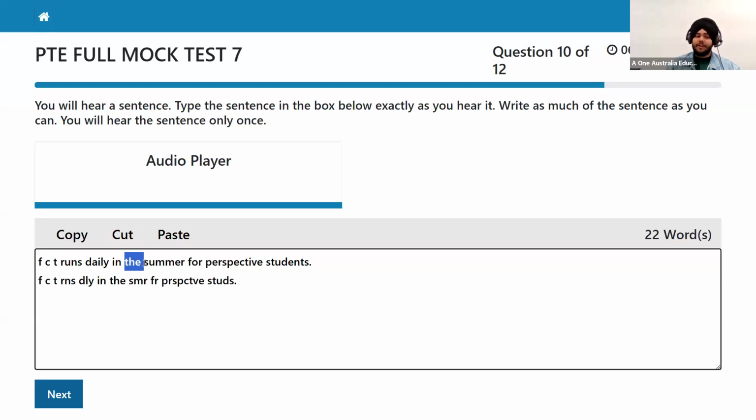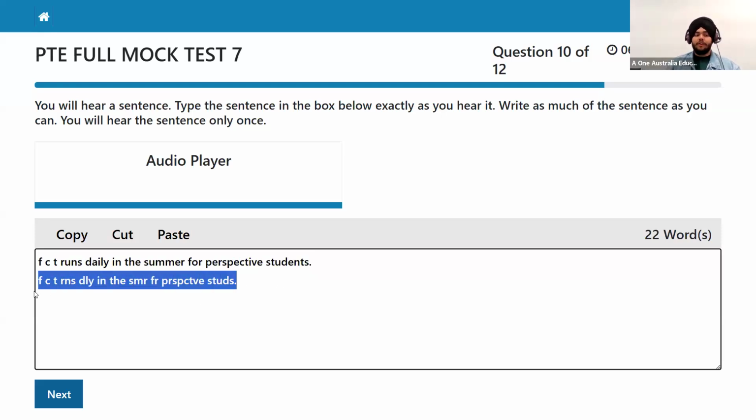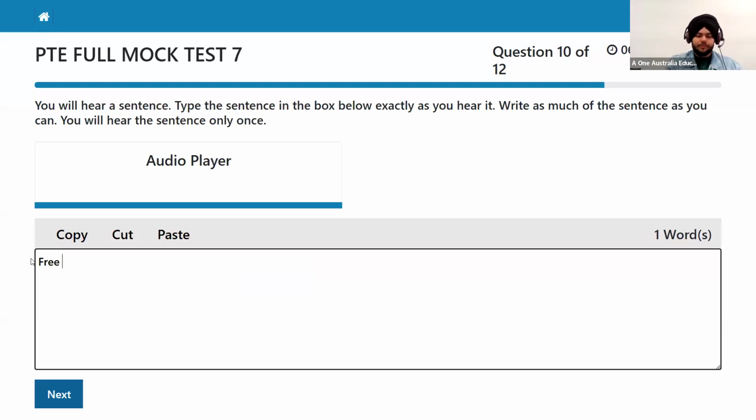Now here I've written "in the summer." The answer was "during summer for prospective students." So this might seem like a right answer to many students, but these are the kind of mistakes you make in the exam. Okay. So free campus tour runs during summer for prospective students.